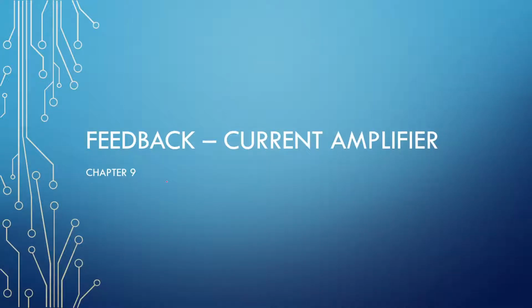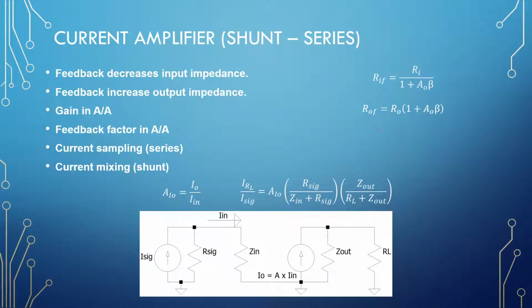Hello and welcome to a feedback video, and in this video we're going to look at the current amplifier. Okay, so the current amplifier, also known as the shunt series configuration, and this has to do with our feedback, so the method of feedback and the method of measuring the output. So we'll get to this in a moment.